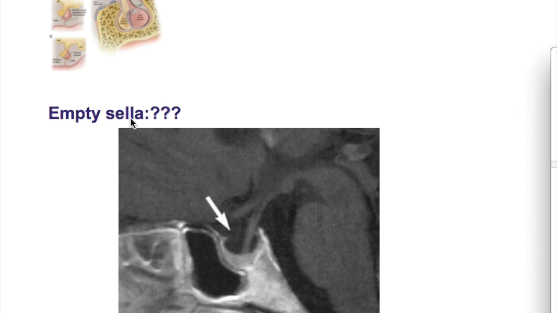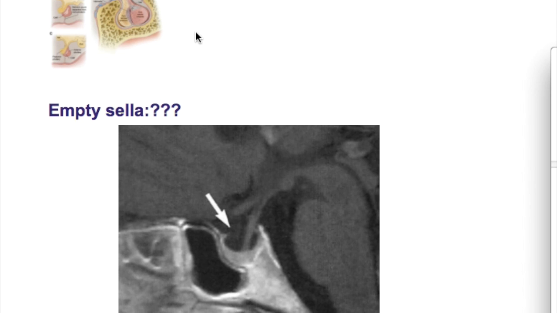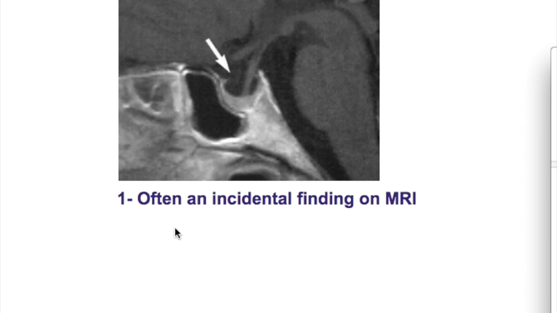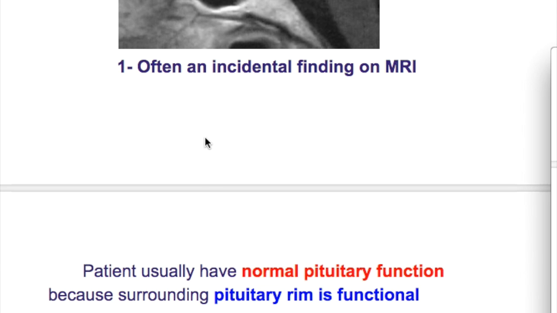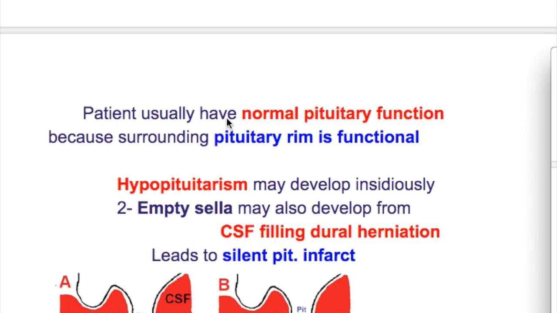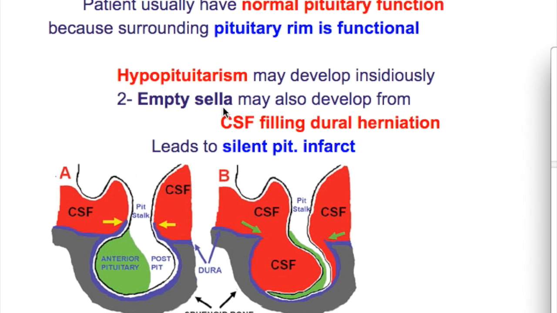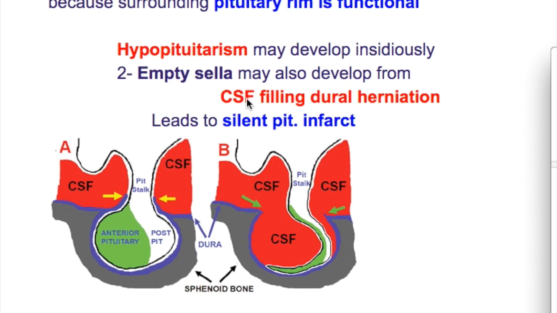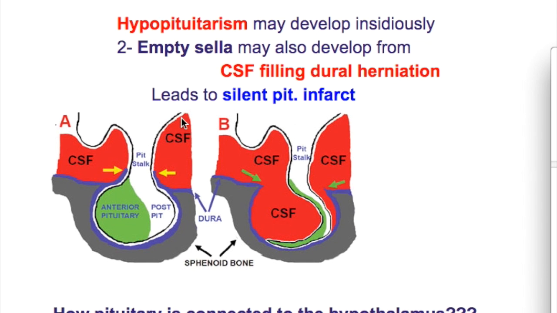What's empty sella syndrome? Empty sella is often an incidental finding on MRI. The patient usually has normal pituitary function. Why? Because the surrounding pituitary rim is functional. Hypopituitarism in these patients may develop insidiously. Number two, empty sella may also develop from CSF filling a dural herniation, and this leads to silent pituitary infarct.